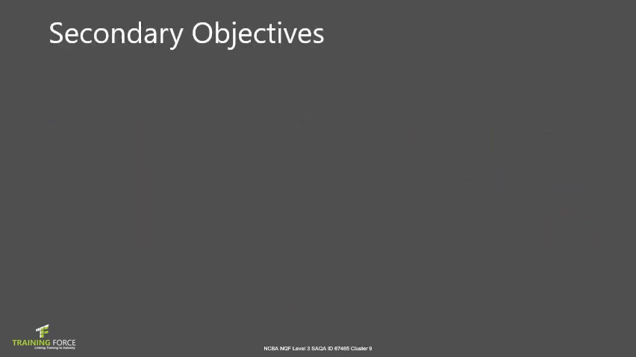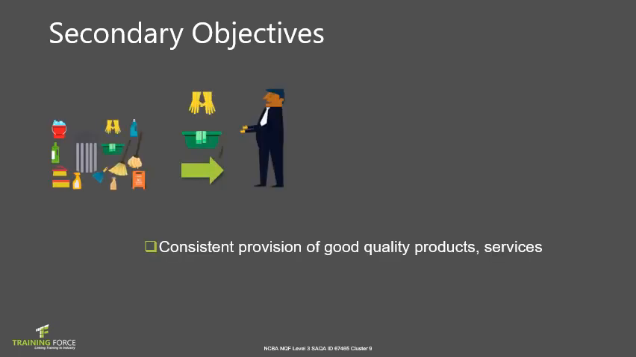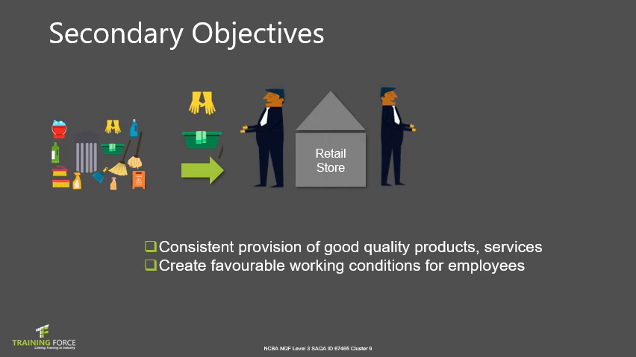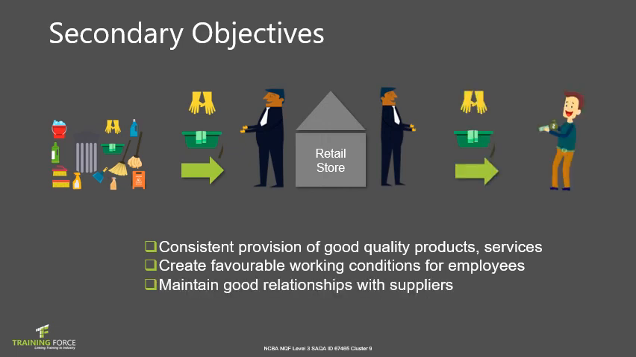The secondary objectives for organizations are the consistent provision of good quality products and services, creating favorable working conditions for employees, and maintaining good relationships with suppliers and or customers.